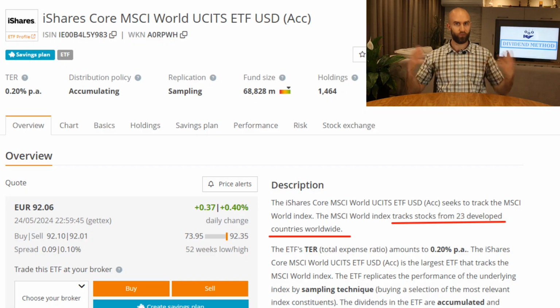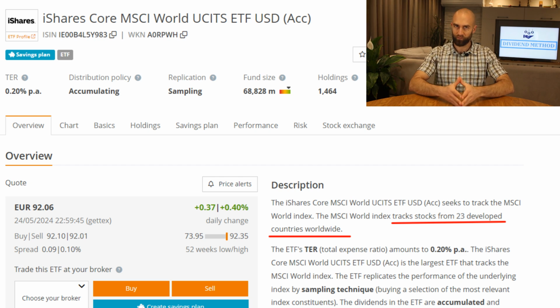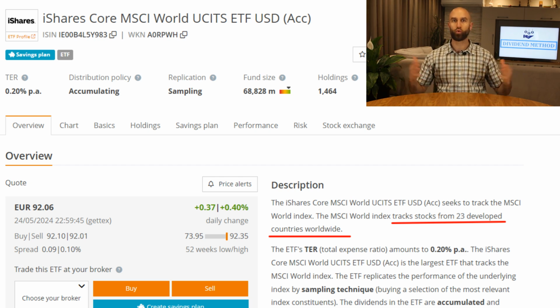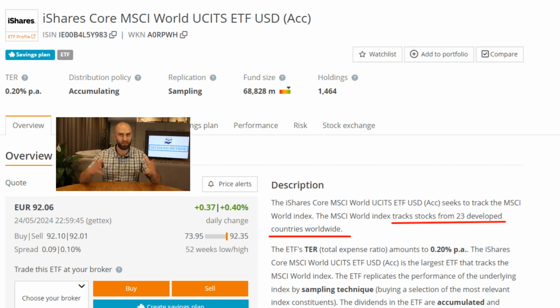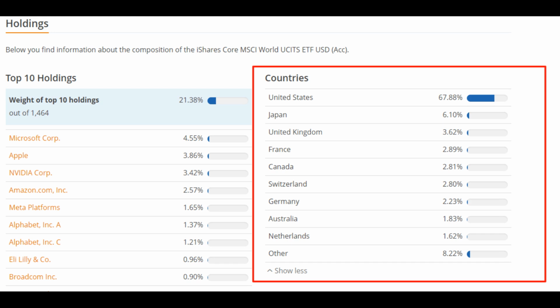Alright, after you make the choice about whether you want to exclude emerging markets or not, you are left with two types of ETFs. The first types are ETFs like these. If you go to the description, you will be able to see exactly what the ETF invests in. Here you can see that it follows an index which tracks 23 developed countries worldwide. Think of an index as the rule-based strategy that the ETF is passively following. This here means that this ETF will only invest in the developed world, and you can confirm that by going to the countries and see the list.